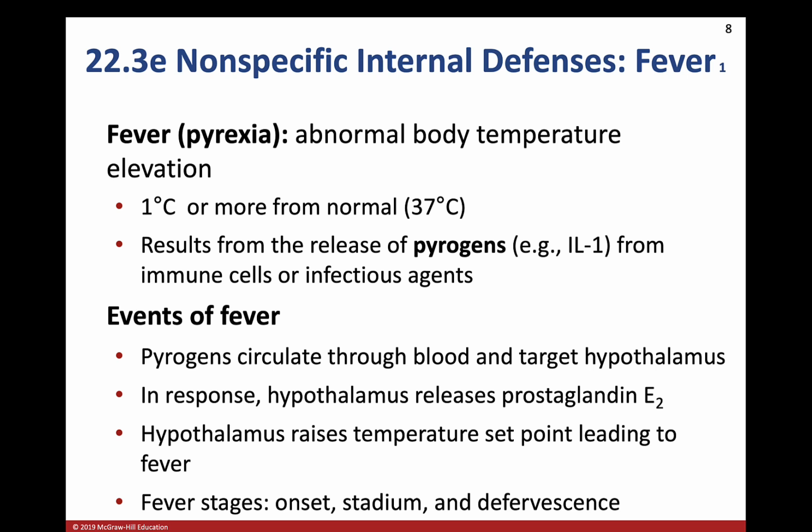So in response to these pyrogens, the hypothalamus will release prostaglandins. And this causes the hypothalamus to raise the temperature set point, and this allows body temperature to increase. There are 3 stages of a fever, and they are known as the onset, stadium, and defervescence stages.